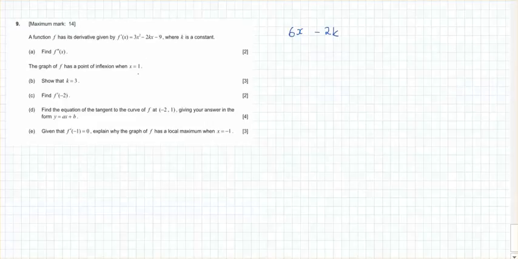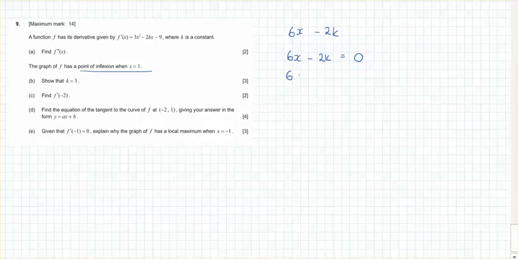The graph has a point of inflection when x equals 1. So what does that mean, Alexander? If it's a point of inflection, the second derivative equals 0. So that's what we had to see in the method. So you want to be doing 6x minus 2k equals 0. It says show that k equals 3, and this is what you have to do. To show that, you have to write that, and then go about it.